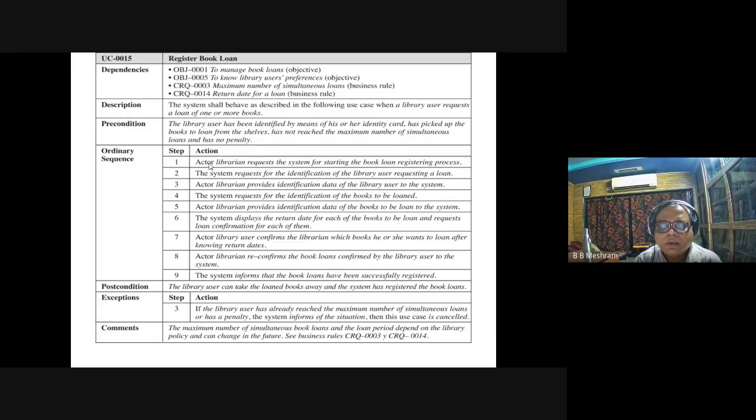Step 1 is actor librarian requests the system for starting the book loan registering process. Step 2 is the system requests the identification of the library user requesting a loan. Third step is actor librarian provides identification data of the library user to the system. Fourth step is the system requests the identification of the books to be loaned. Fifth, actor librarian provides identification data of the books to loan to the system.